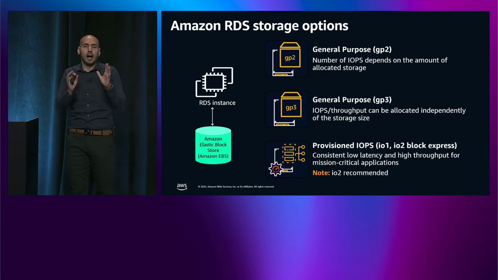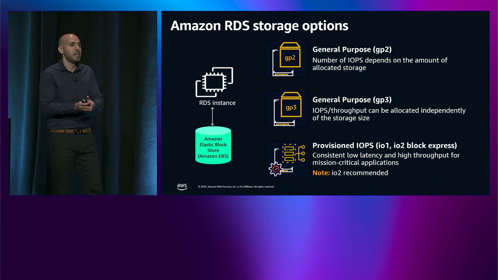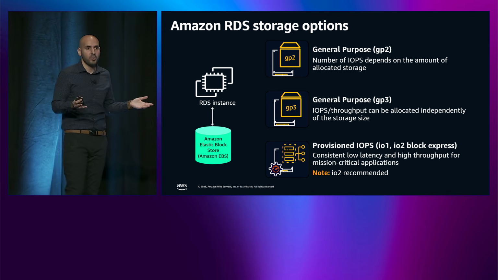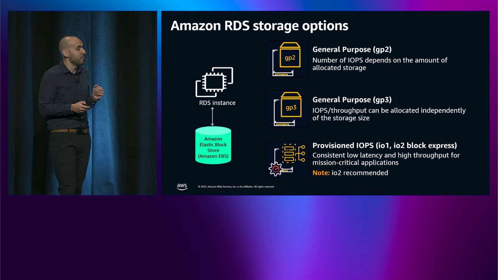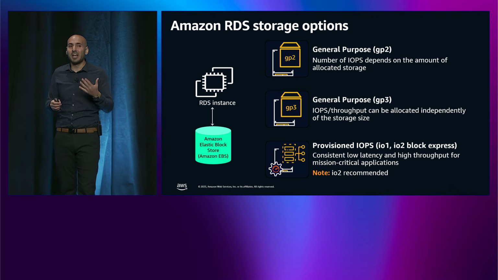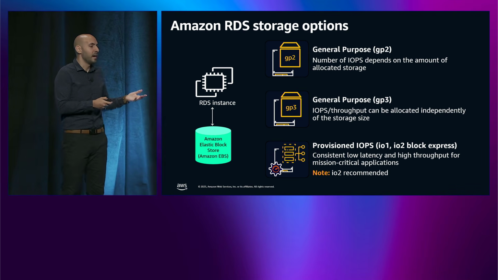In fact, IO2 is the only EBS option in RDS that provides sub-millisecond IO latency. There is no other way with RDS to provide sub-millisecond IO latency, so that's the only EBS option. And also, IO2 provides 5 nines durability. This is 100 times more durable than IO1.